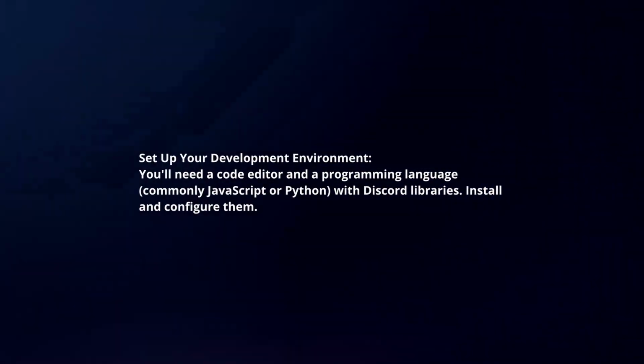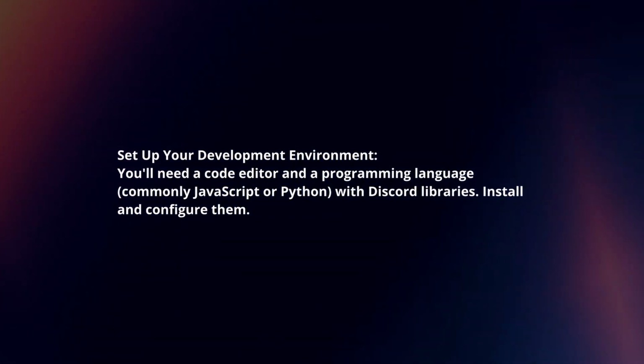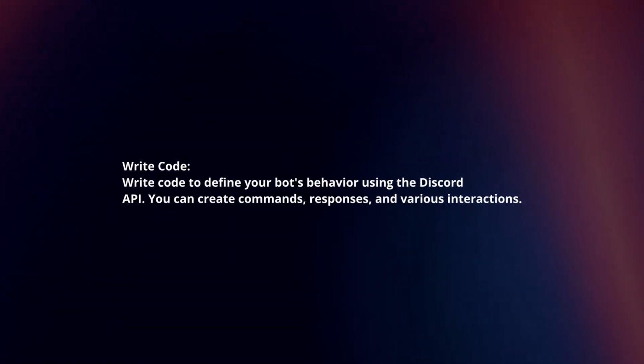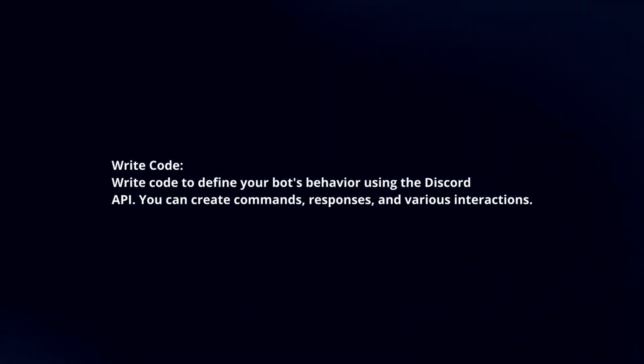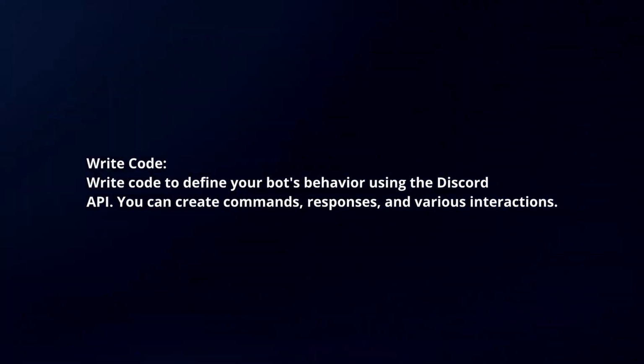Set up your development environment. You will need a code editor and a programming language with Discord libraries. Install and configure them. Write code. Write code to define your bot's behavior using the Discord API. You can create commands, responses, and various interactions.